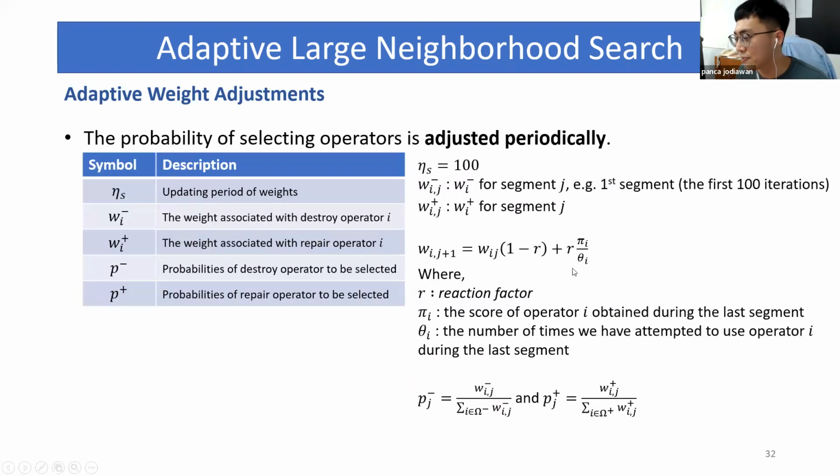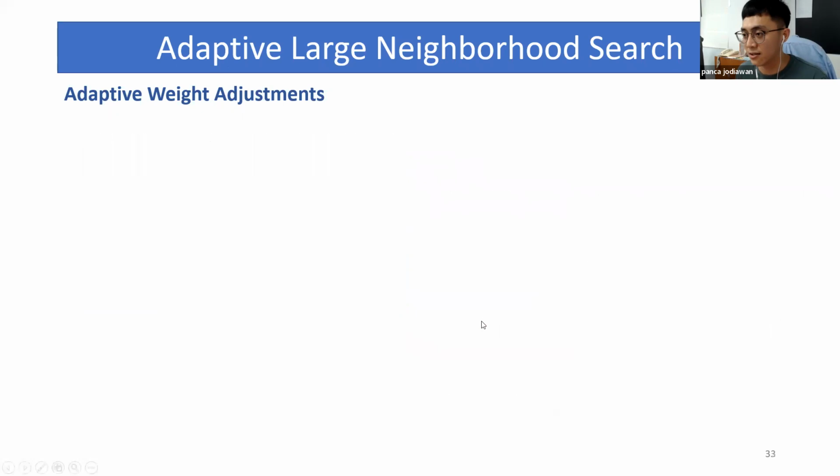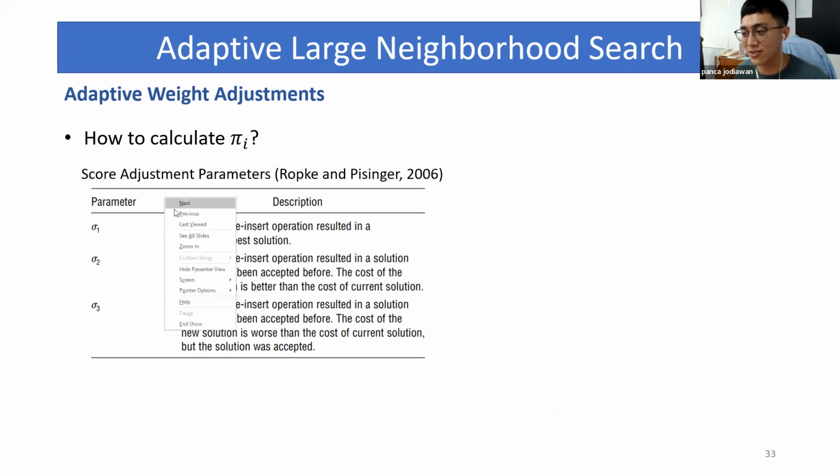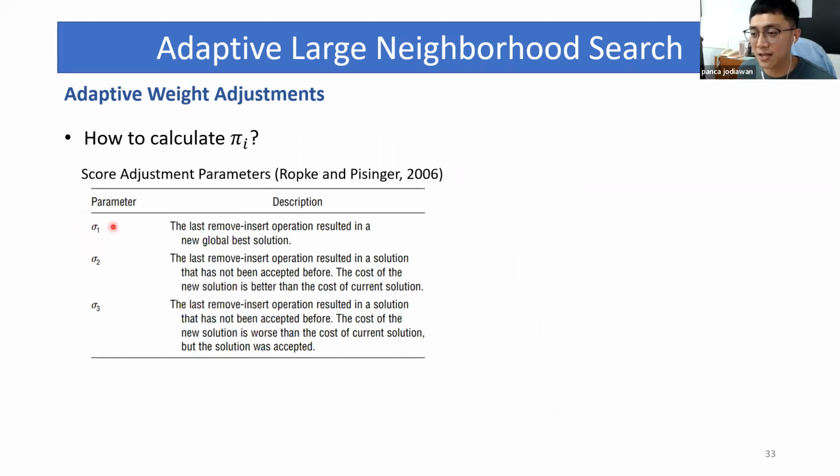Because here the theta I is straightforward, because you just need to keep track of the number of times you use the operator. But pi I is the score, and how do we give the score to the operator? This is proposed by Professor Ropke and Pisinger in 2006, with another three parameters to consider: sigma 1, sigma 2, and sigma 3. But we can simply understand this easily.